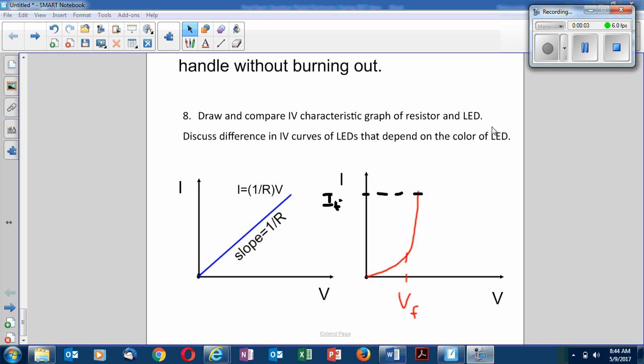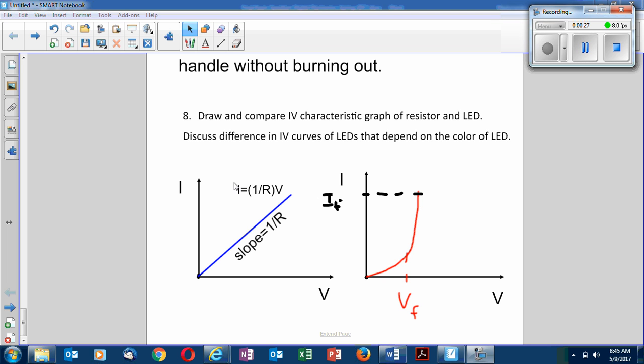Question number 8. Draw and compare IV characteristic graph of resistor and LED. Discuss difference in IV curves of LEDs that depend on the color of LED. The IV curve is the graph of current versus voltage for a given electronic component or electric component.